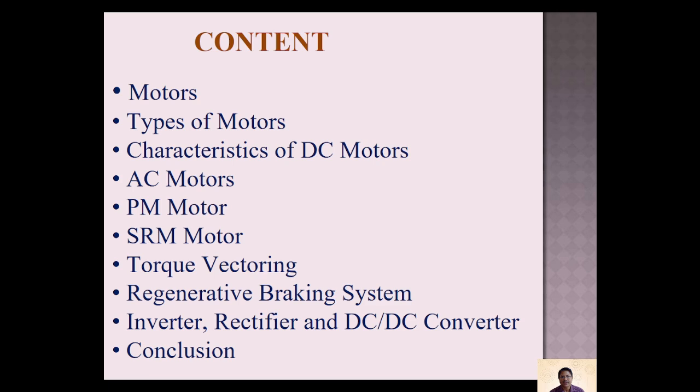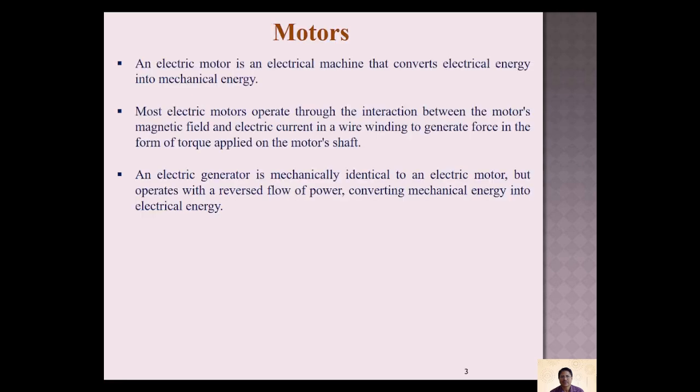So, today's content for presentation is motors, types of motors, characteristics of DC motors, AC motors, permanent magnet motor, switched reluctance motor, then torque vectoring, then regenerative braking system, inverter, rectifier and DC-DC converter, then conclusion. So we will start with types of motors, or what is a motor.